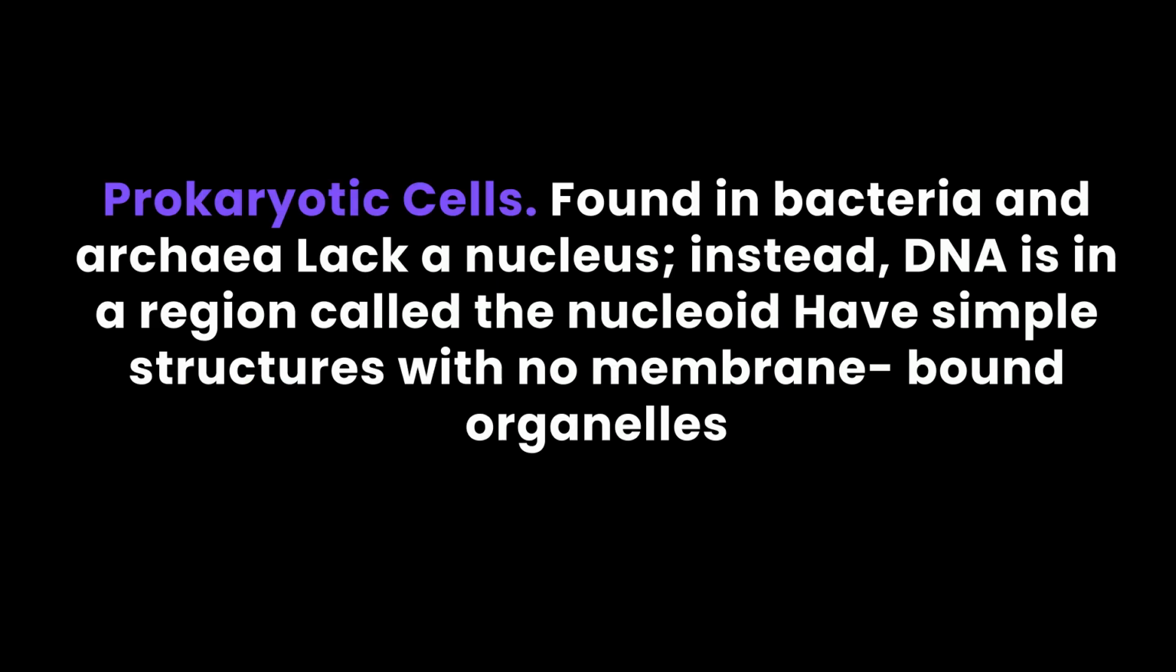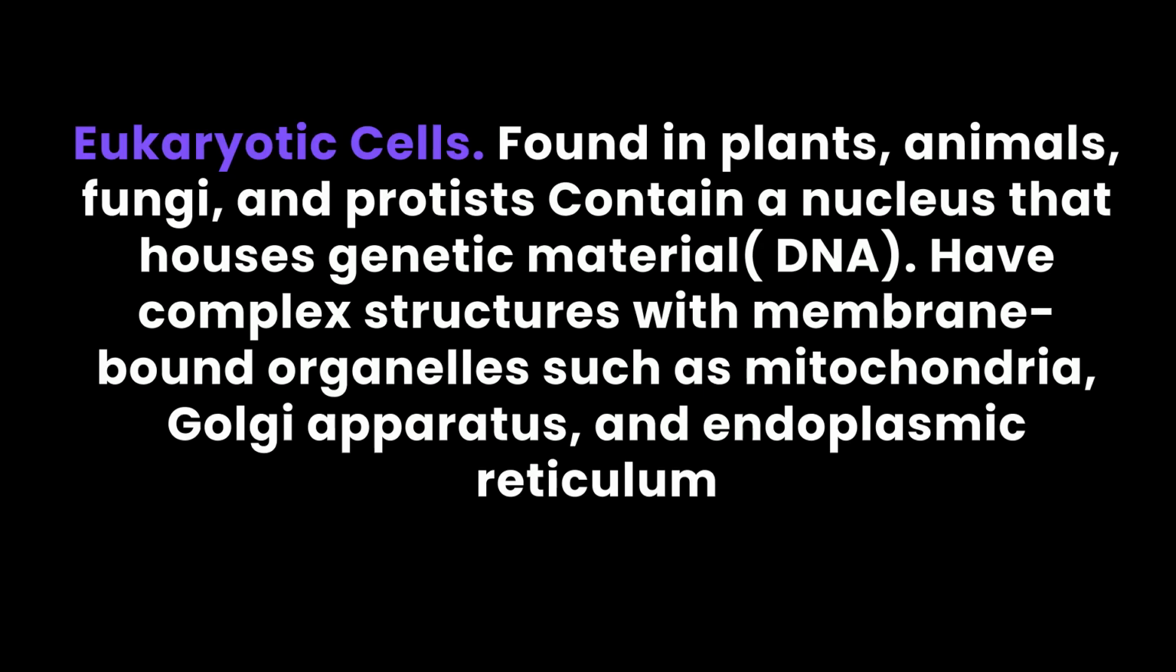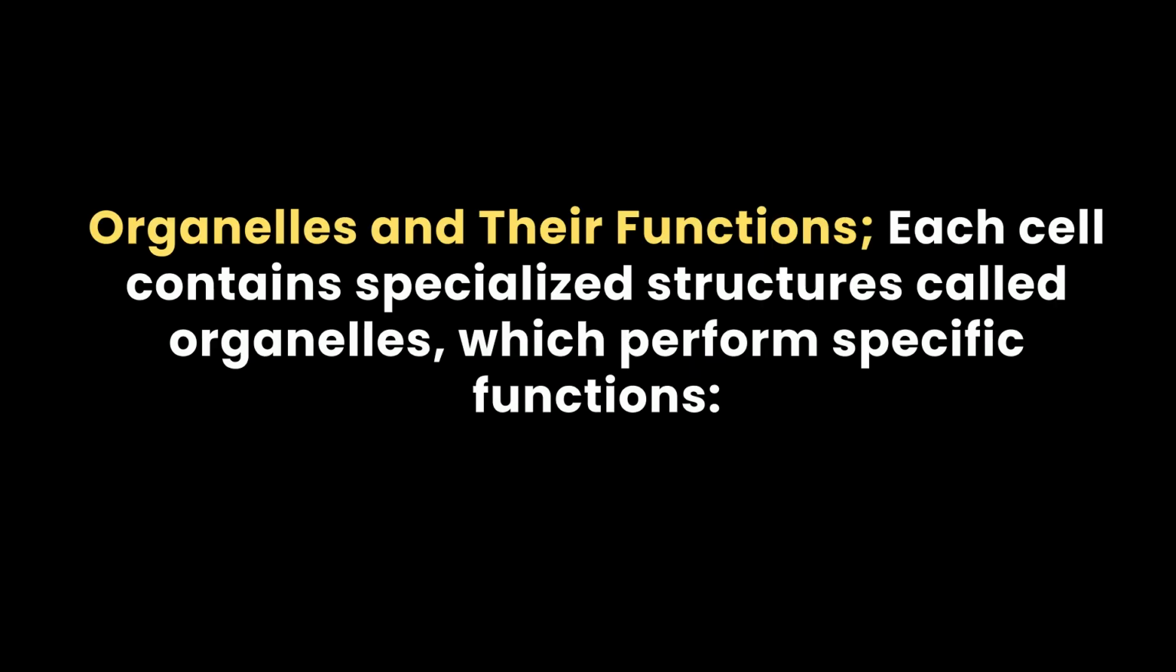Prokaryotic cells. Found in bacteria and archaea. Lack a nucleus; instead, DNA is in a region called the nucleoid. Have simple structures with no membrane-bound organelles. Eukaryotic cells. Found in plants, animals, fungi, and protists. Contain a nucleus that houses genetic material, DNA. Have complex structures with membrane-bound organelles such as mitochondria, Golgi apparatus, and endoplasmic reticulum.